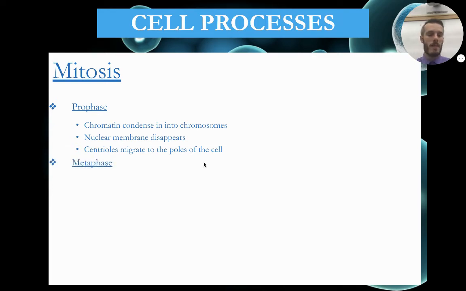That brings us to metaphase, which is where the centrioles will send out spindles, which will attach to the chromosomes and will help to line up the chromosomes along the center of the cell, along what is called the metaphase plate.